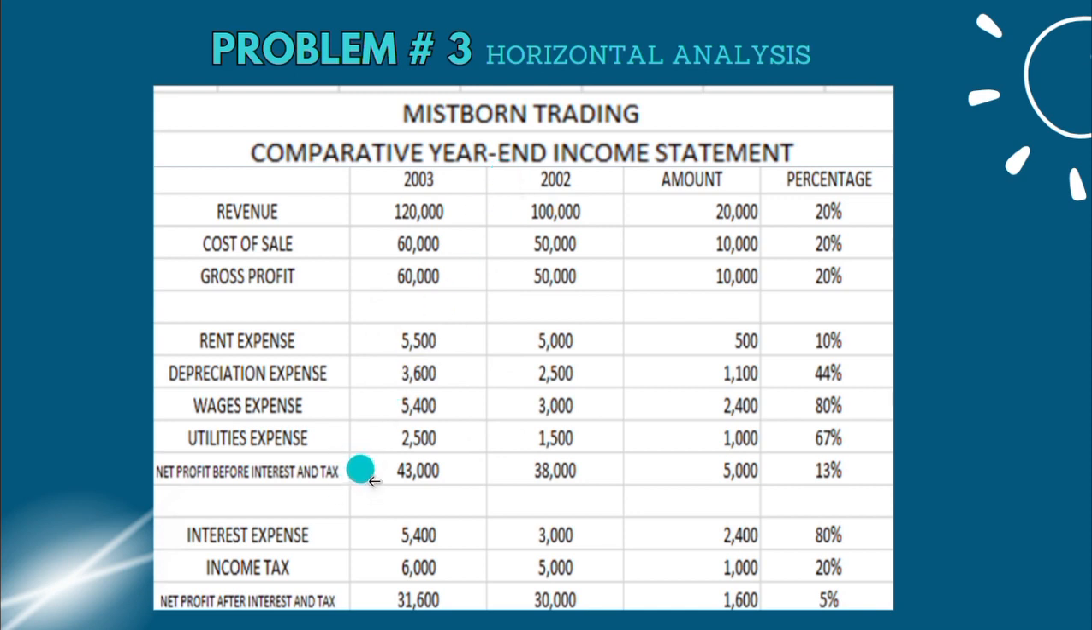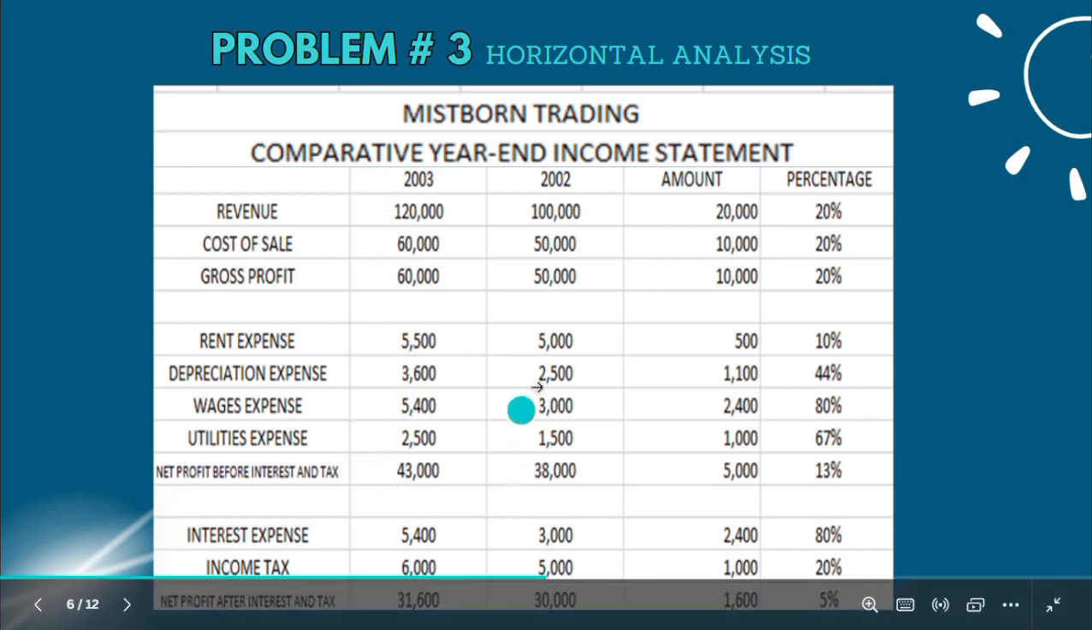For the net profit before interest and tax, they have 43,000 in 2003 and 38,000 in 2002. For interest expense, they have 5,400 in 2003 and 3,000 in 2002. For income tax, they have 6,000 in 2003 and 5,000 in 2002. And lastly, in net profit after interest and tax, they have 31,600 in 2003 and 30,000 in 2002.